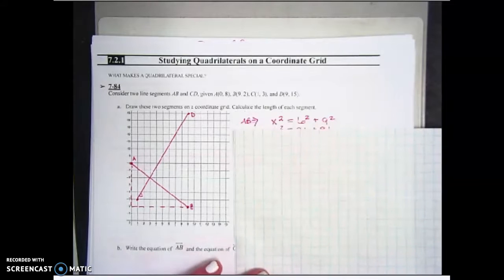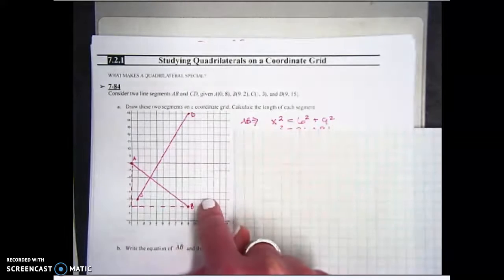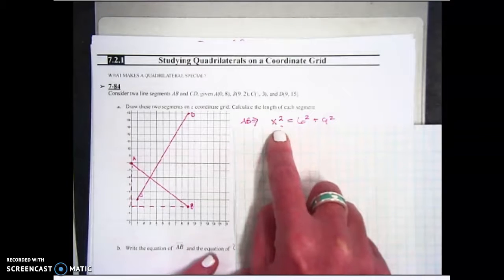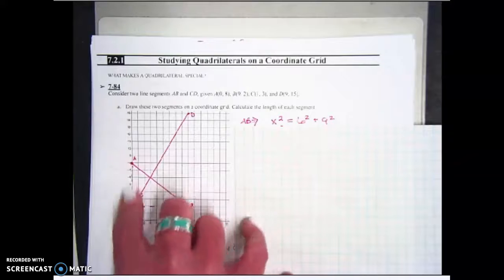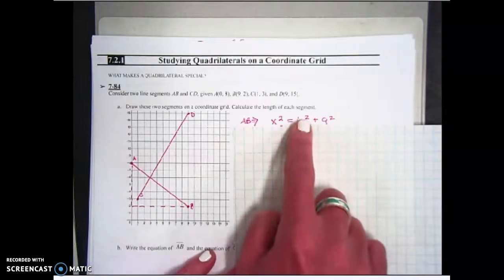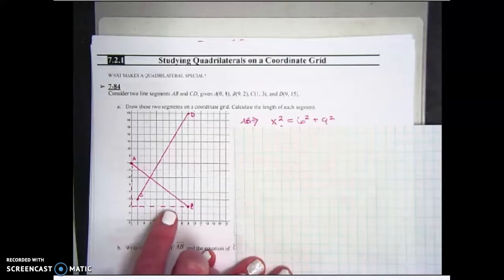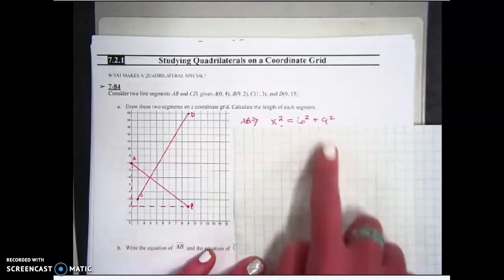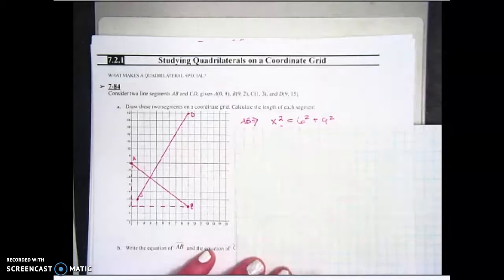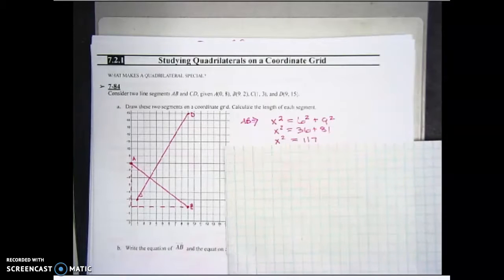And here's how you find the length of AB. You're going to say that AB, your X squared, is going to be equal to this side, which I counted was 6. 1, 2, 3, 4, 5, 6. And you're going to square it. And then the other side was 9. 1, 2, 3, 4, 5, 6, 7, 8, 9. You're also going to square that. If you can't do that in your head, grab your calculator. But 6 squared is 36. 9 squared is 81. Add those two numbers together and you get 117.